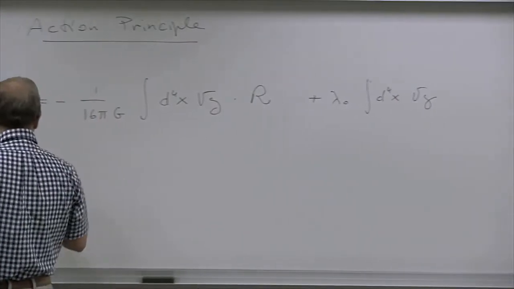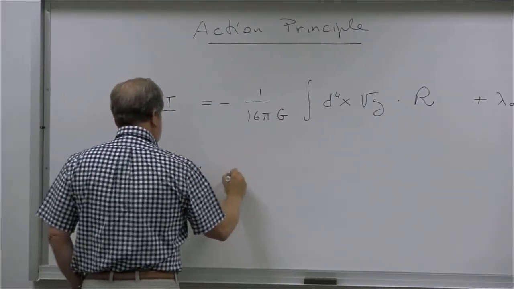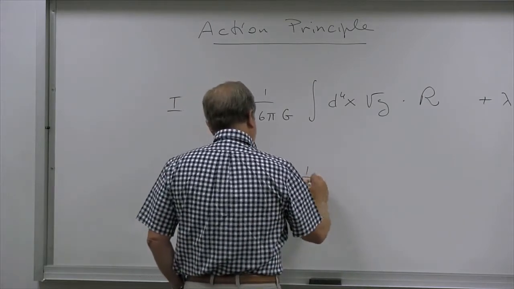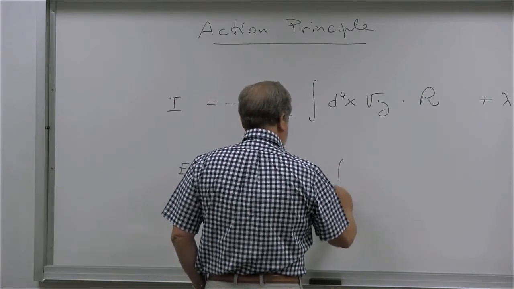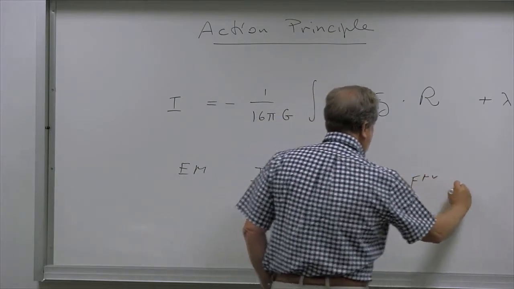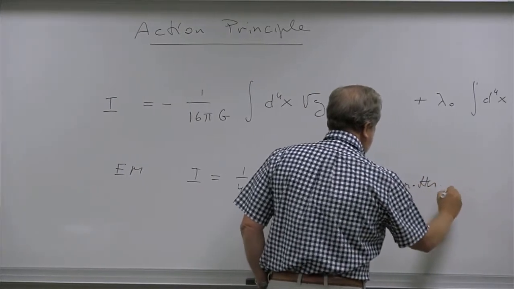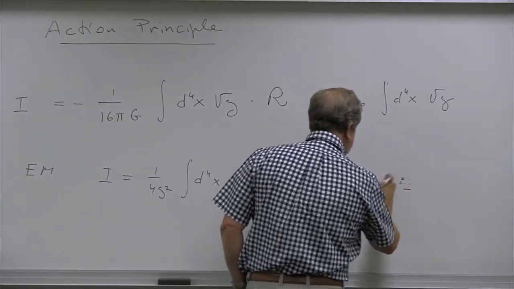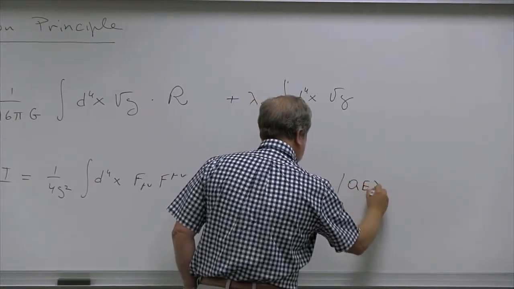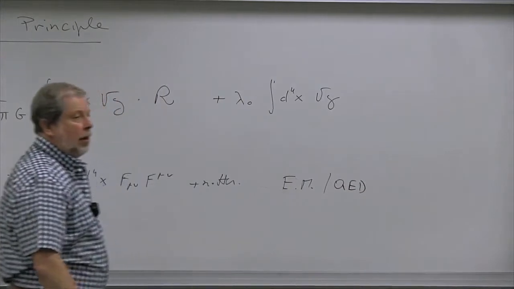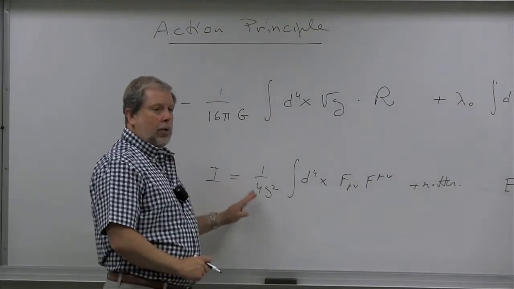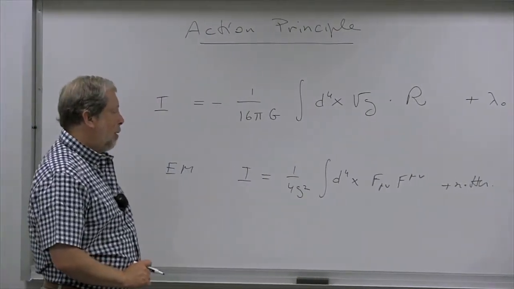Now, to conclude this subject, let me again make an analogy with electromagnetism. Because in electromagnetism, the action I is equal to 1 over 4 g squared times the integral d4x of F mu nu times F mu nu, plus the matter part. And so this would be the QED, the electromagnetism part. And there are some differences. Of course, there is still a coupling in both, and that is fine. It has different dimensions.